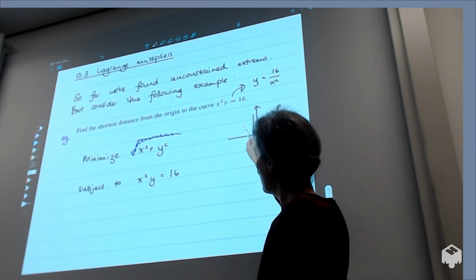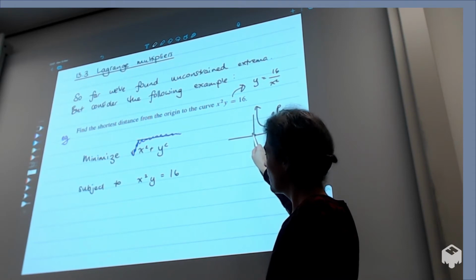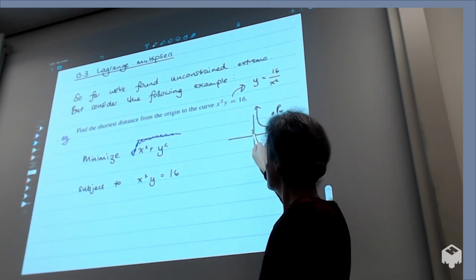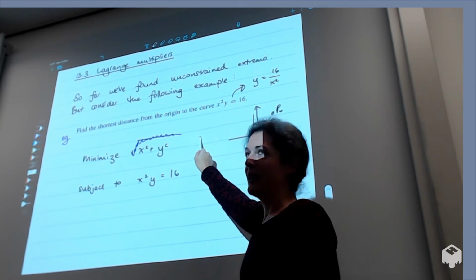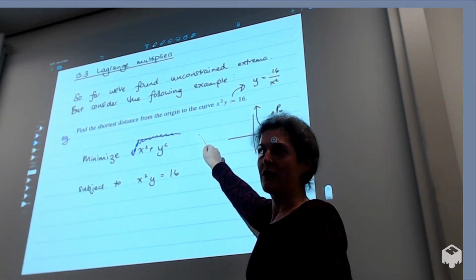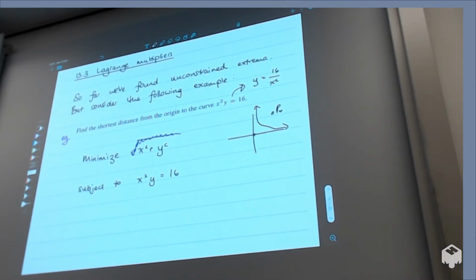Over here, what's happening? Well, as x gets really close to 0 from this side, it's getting squared, so we've got the same behavior. As x gets really negative, it's still getting squared and really big, so we're dividing by something big, so we must have something like that.